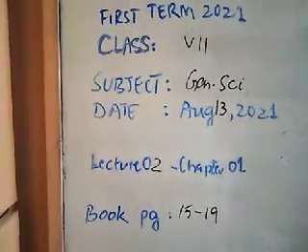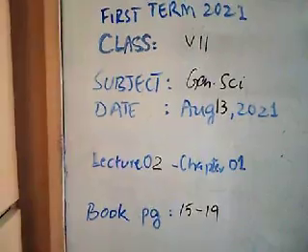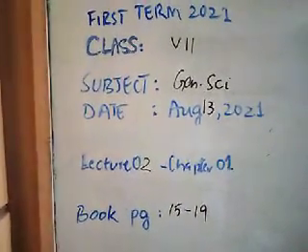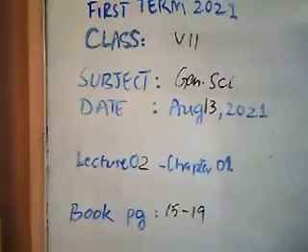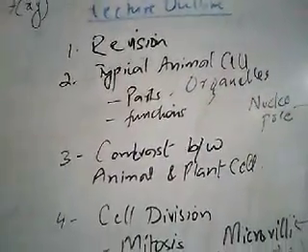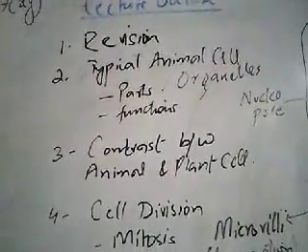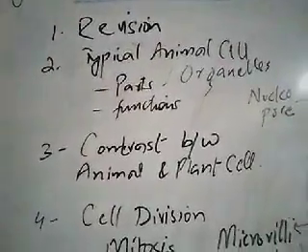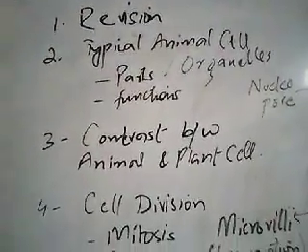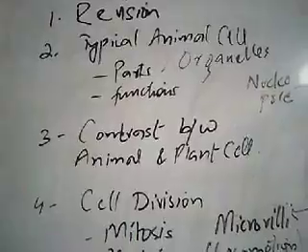Welcome to the new part of lecture number 2 of General Science Class 7. Let's have a look at today's lecture outline. Today we are going to first revise a few concepts that we did earlier, and then we're going to start a new topic of typical animal cell and its organelles.